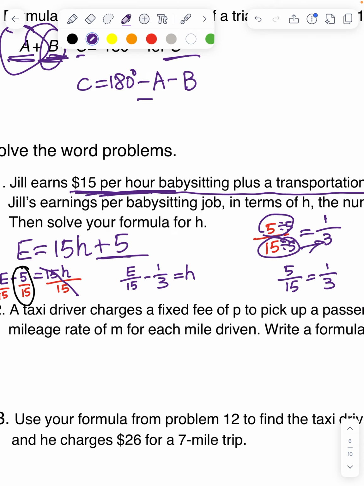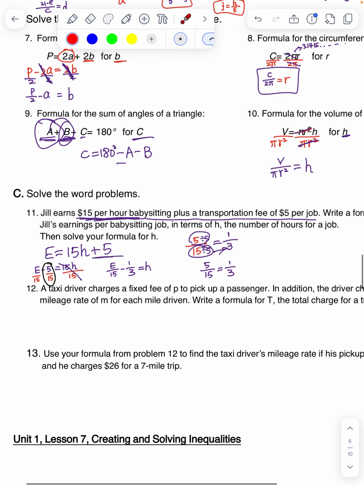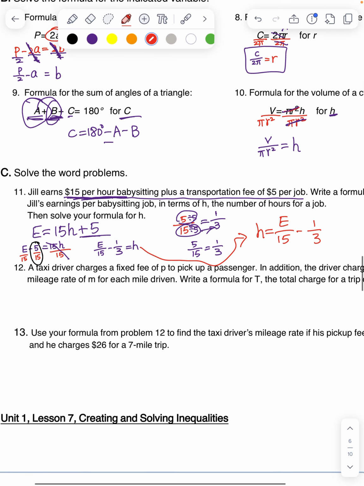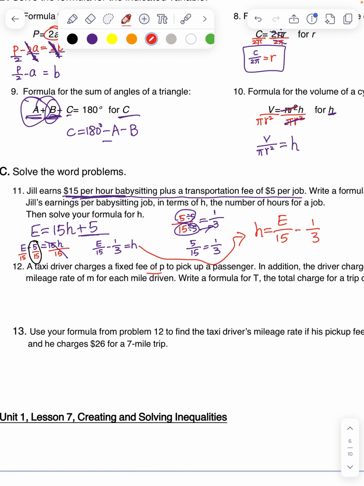So this is the final answer, right? If you want to write it like this, H equals earning E divided by 15 and subtract 1/3. If you want to write it with H on the left side, that's okay too.